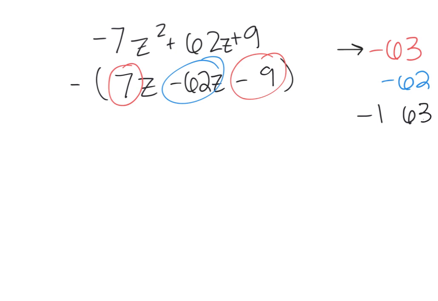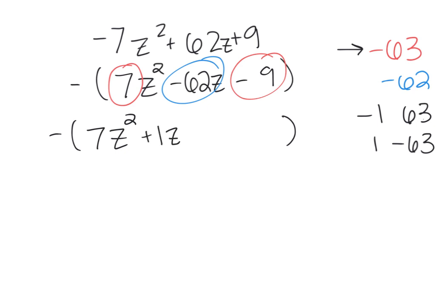I'm trying to multiply to my -63. Notice here that those two add up to +62. I'm looking for -62, but that's an easy fix. If you get the right number but the wrong sign, just switch the signs. So I still have that negative in front, but I'm going to have my 7z squared, and we have plus 1z minus 63z minus 9.